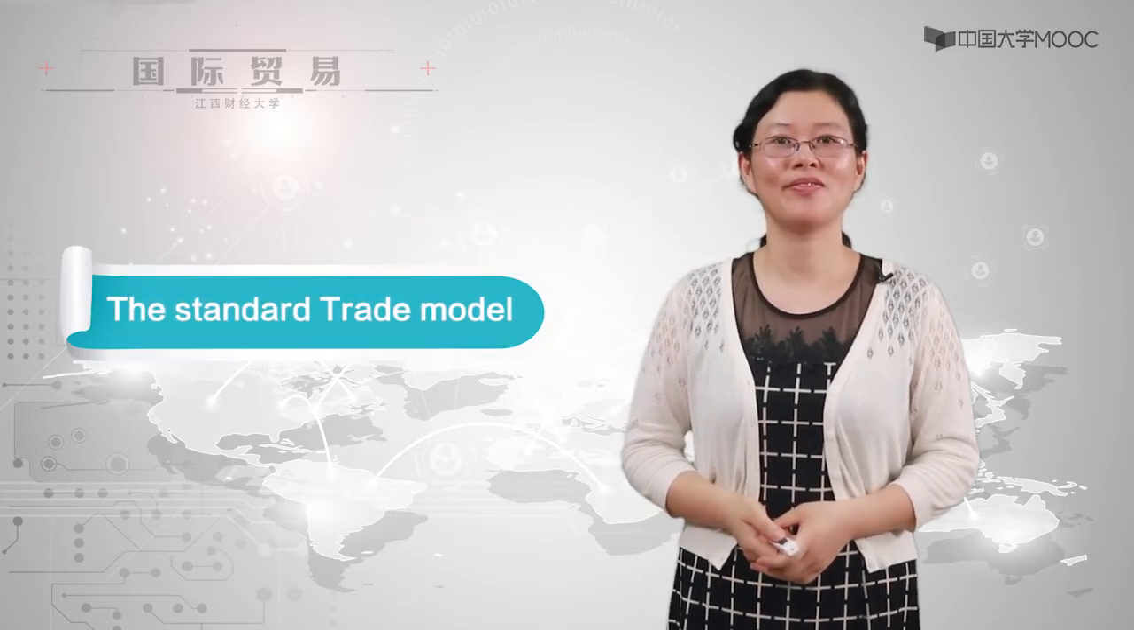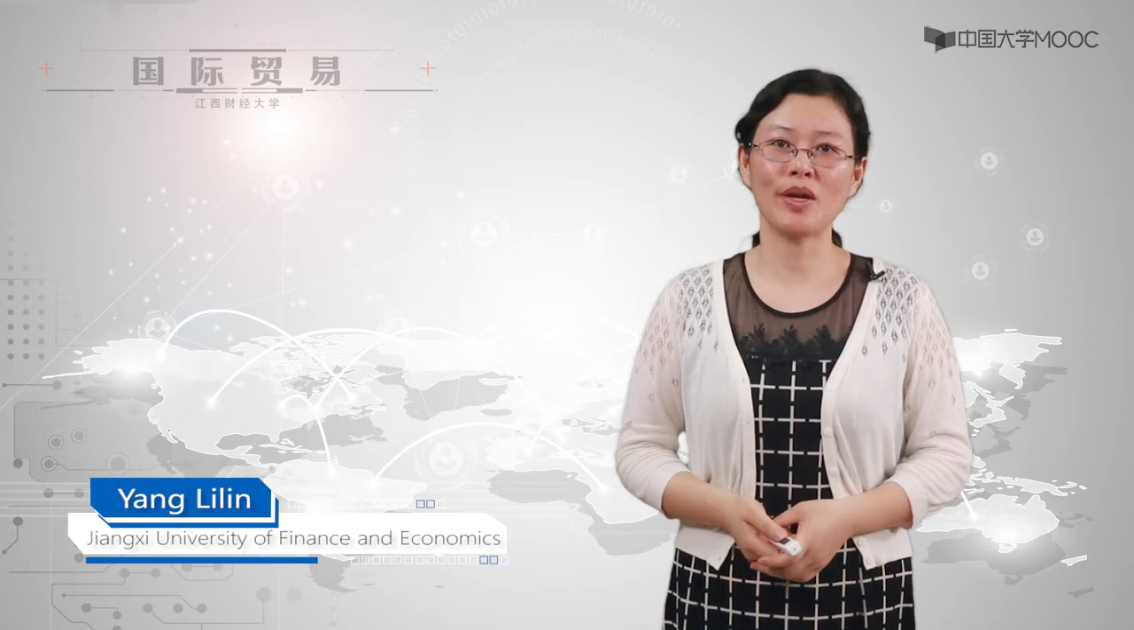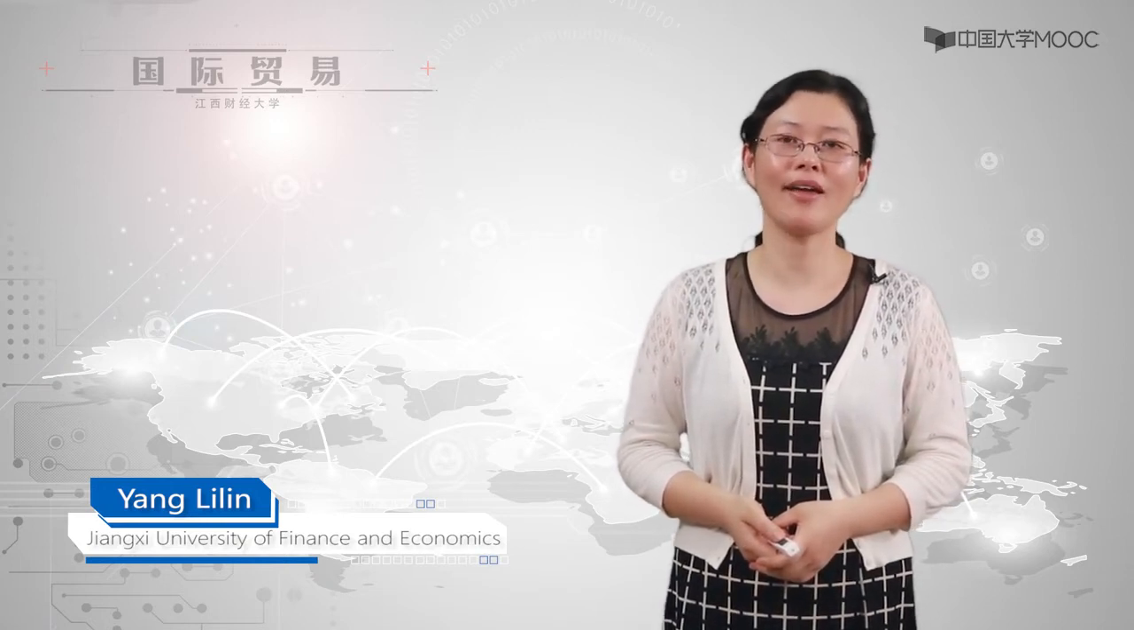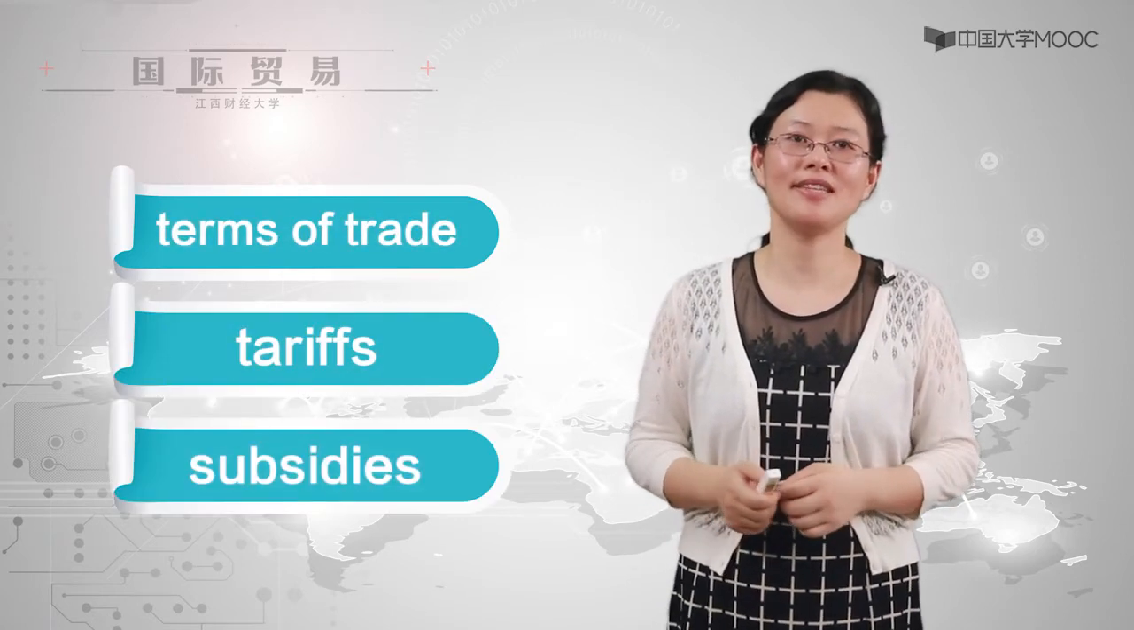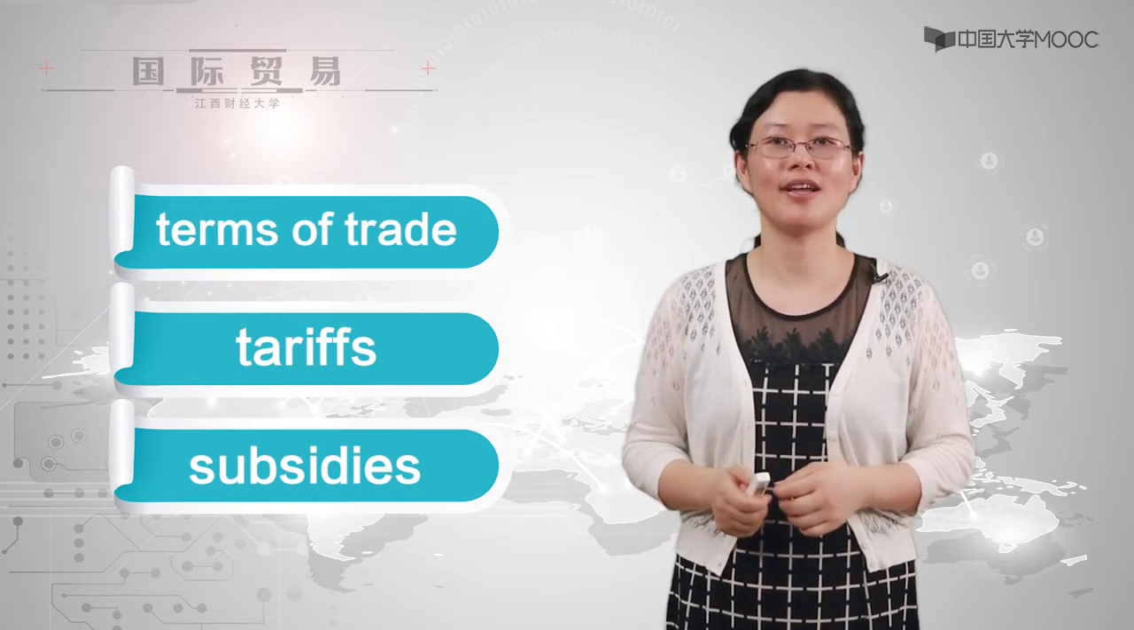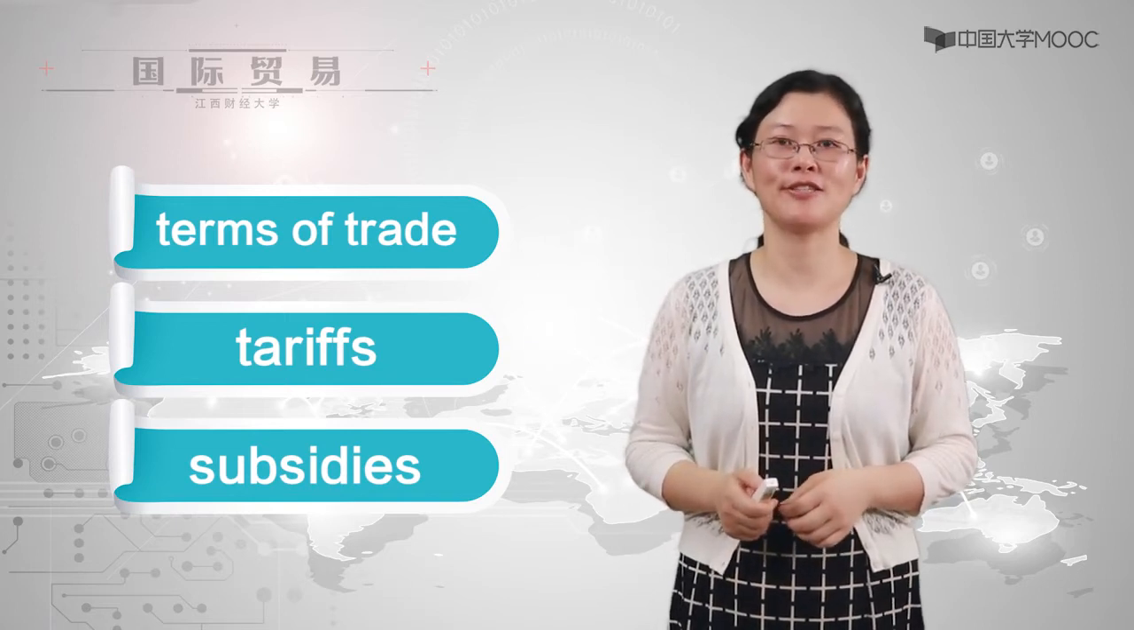Hello, everyone. Today, we will begin to study Chapter 4, the Standard Trade Model. After studying this chapter, we will be able to use the Standard Trade Model to illustrate how trade patterns are decided by supply and demand. We will also be able to understand how terms of trade, tariffs, and subsidy affect trade patterns and welfare of trade nations.